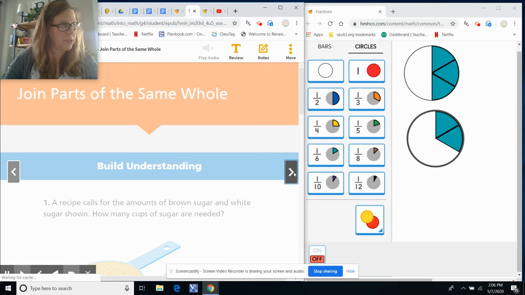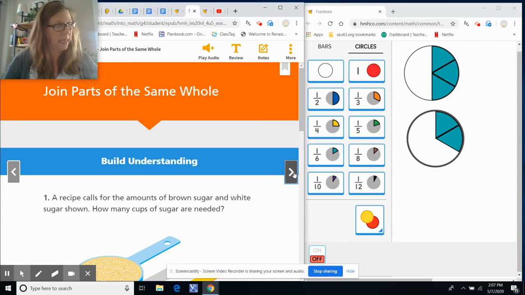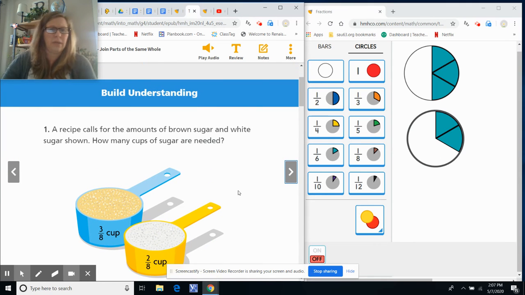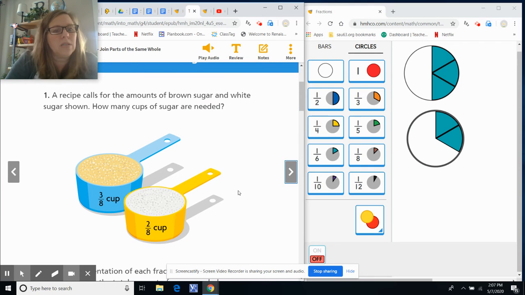Go to Build for Understanding. And in this one, again, we're going to continue working with recipes. But this one here is calling for sugar. And so let's take a peek and see what they're looking for. It says a recipe calls for the amounts of brown sugar and white sugar shown. How many cups of sugar are needed?